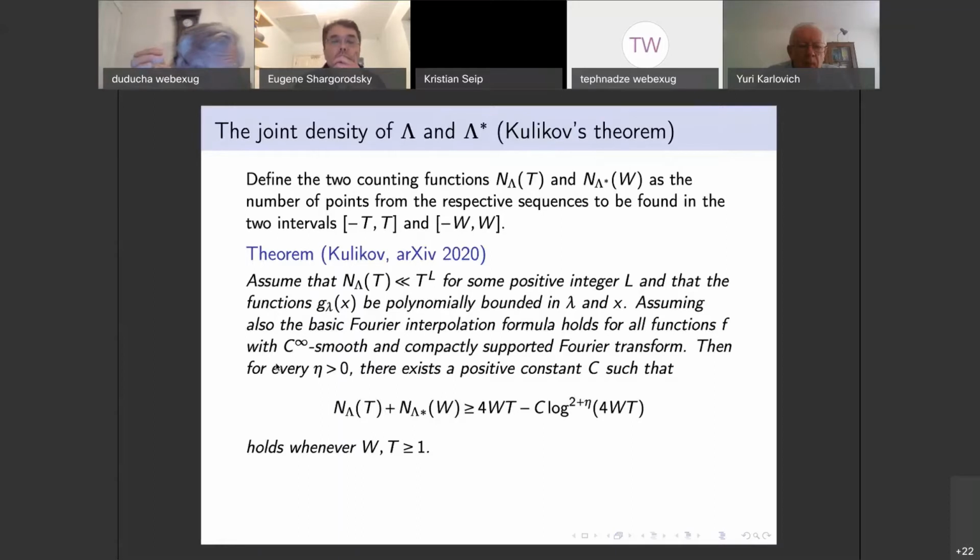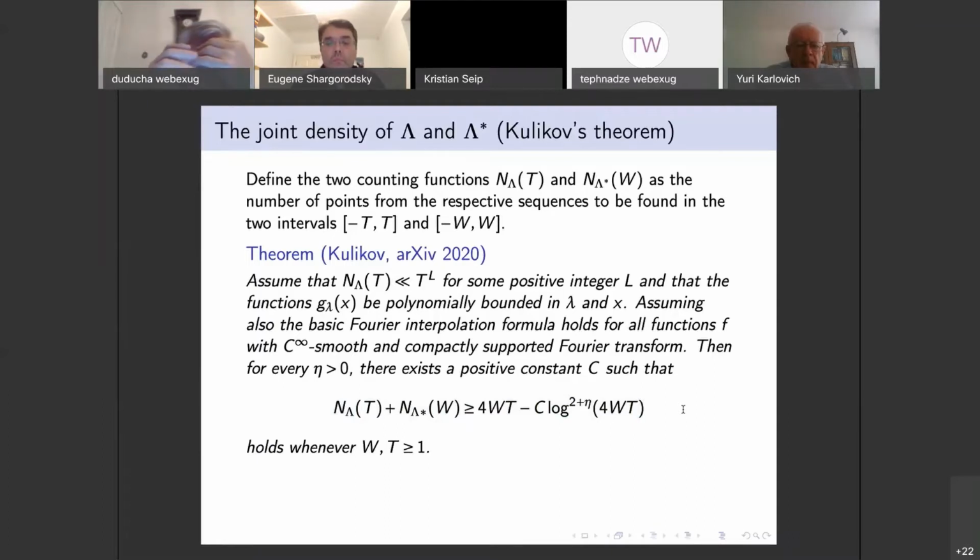And what Kulikov found, well, there are some technicalities, but under reasonable conditions, the sum of these two counting functions, n lambda of t and n lambda star of w, must exceed 4wt minus a small remainder term, which is probably log squared to the power 2 plus eta of the product of the two. And this is something very similar to what is known in the signal analysis community as the so-called 2wt theorem. So it's a phenomenon that is well known.